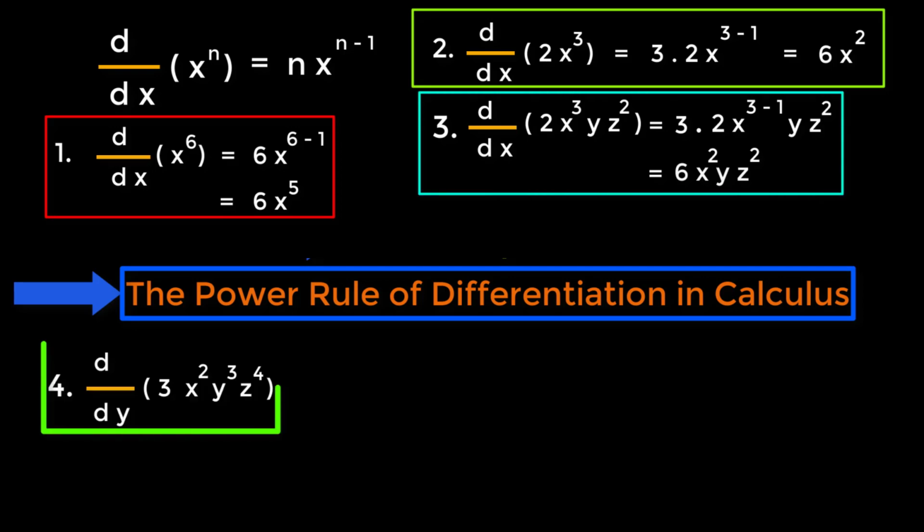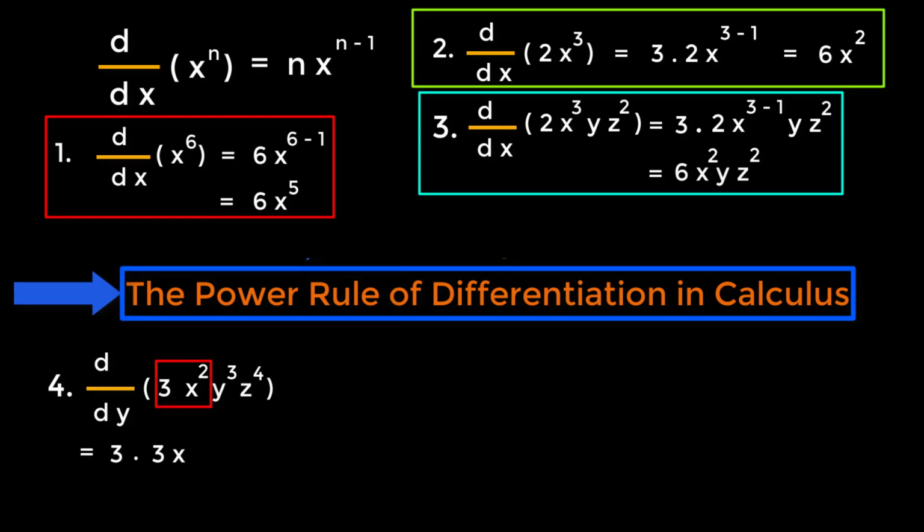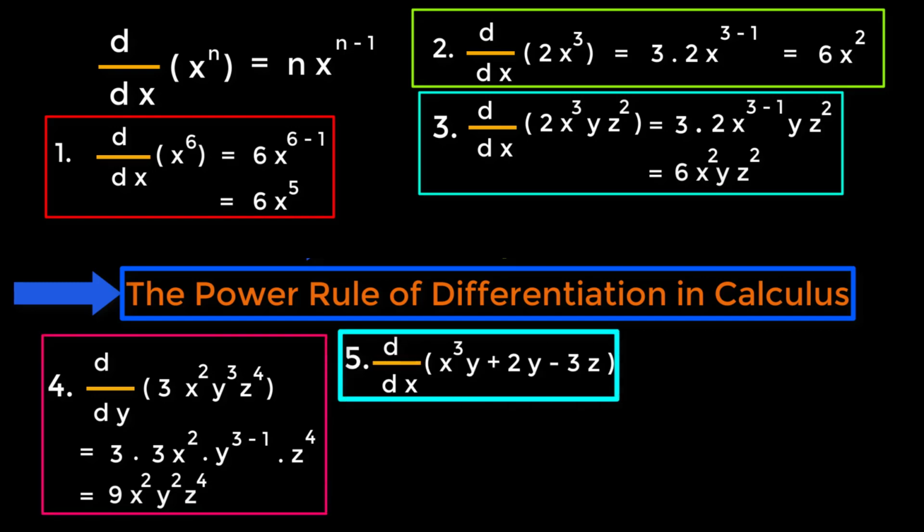Now look at this fourth example. d/dy 3x square y cube z to the power 4. As y is here, we will have to differentiate y cube only with respect to y, not x square or z to the power 4. Therefore, according to the power rule, we will write this power of y like this, times 3x square times y to the power 3 minus 1 times z to the power 4, that is 9x square y square z to the power 4. Look at this example number 5.